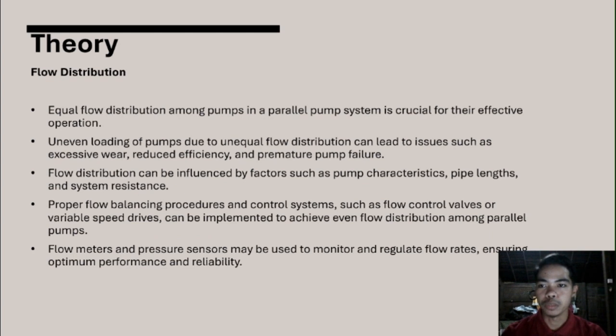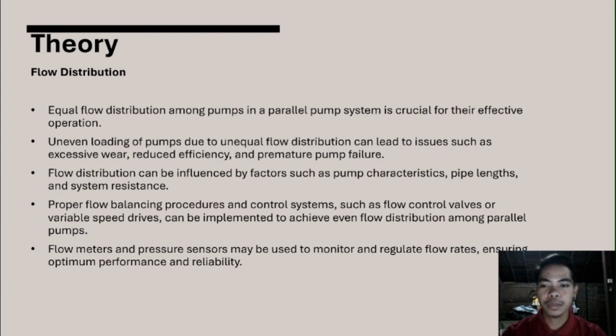Next is flow distribution. Equal flow distribution among pumps in a parallel pump system is crucial for effective operation. Uneven loading of pumps due to unequal flow distribution can lead to issues such as excessive wear, reduced efficiency, and premature pump failure. Flow distribution can be influenced by factors such as pump characteristics, pipe length, and system resistance.